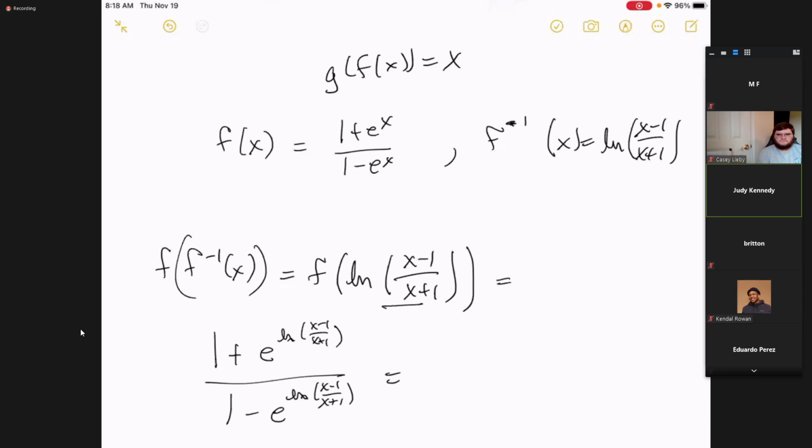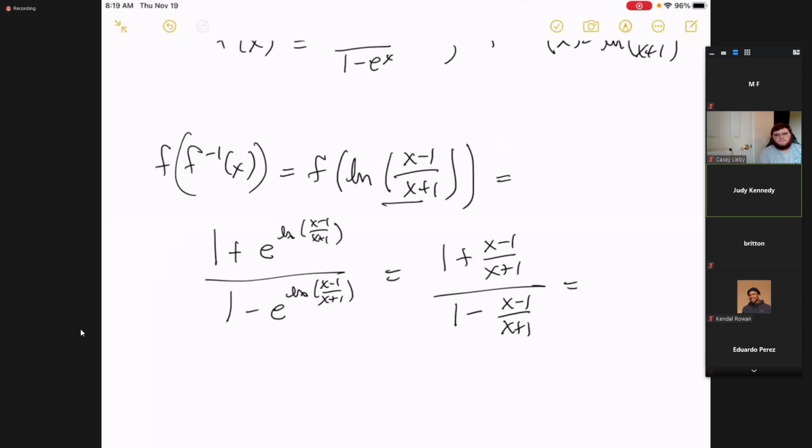Okay, but e and ln are inverses of each other. We've talked about that. So e to the ln of x minus 1 over x plus 1 is x minus 1 over x plus 1. If you want to undo an ln, you apply the exponential function. If you want to undo an exponential function, you apply the natural log function. Okay, so we're down to that. All this is supposed to be equal to x. Okay, so let's keep going.